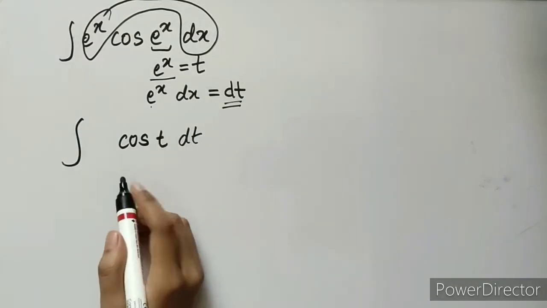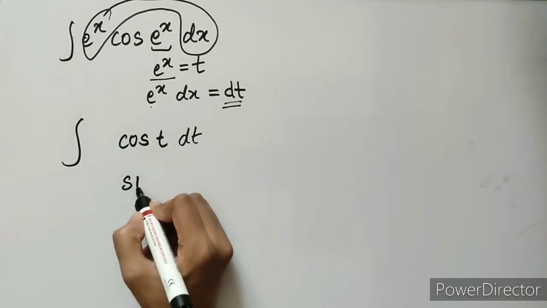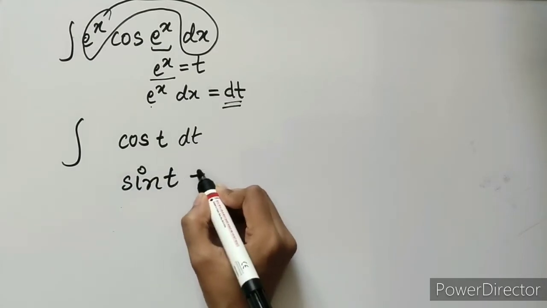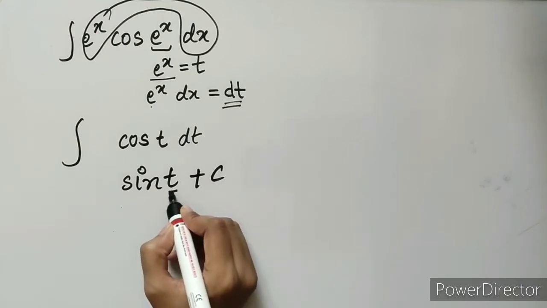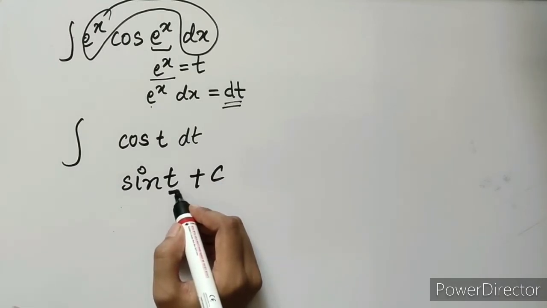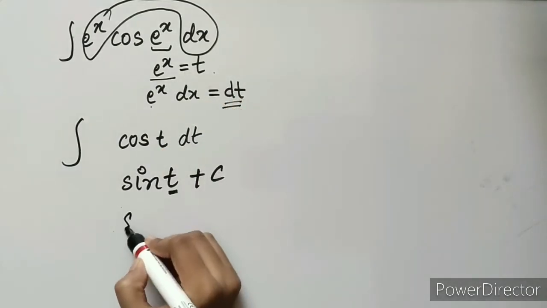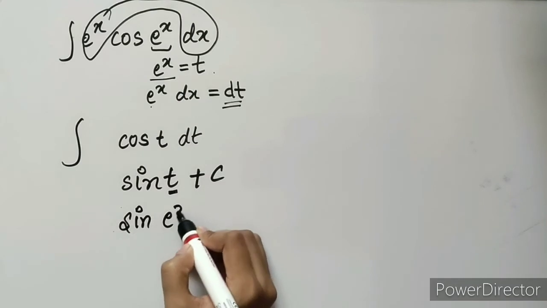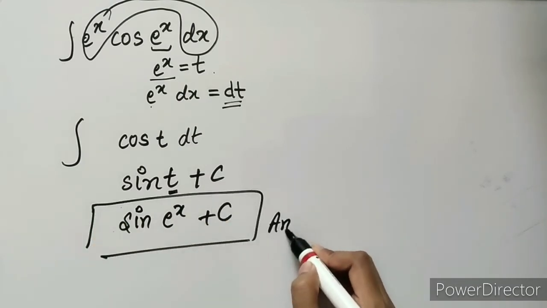Now do simple integration, that is, integration of cos t is sin t. So sin t plus c, this is the constant, and you have to change this variable back into the original variable, that is x. So this t is equal to e to the power x. So sin e to the power x plus c is the final answer.